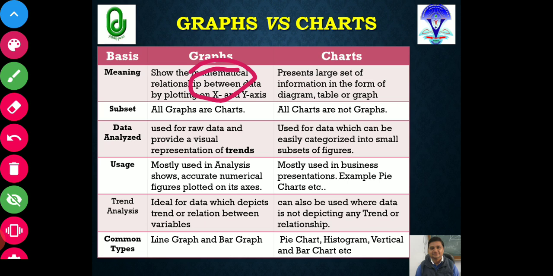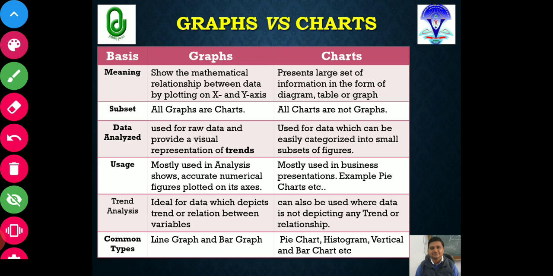The second point is subset. All graphs are charts, whereas all charts are not graphs, because a chart will contain all the graphs. Whenever you present data in the form of a graph, that also comes under chart, whereas all charts are not graphs because a chart may include a table, diagram or other things. This is the basic difference between graphs and charts.